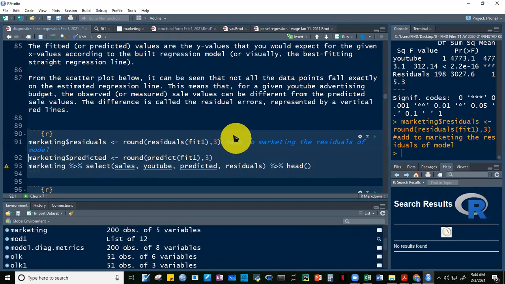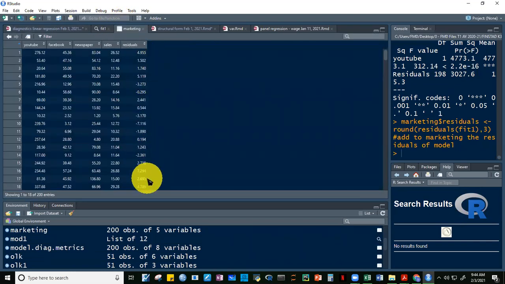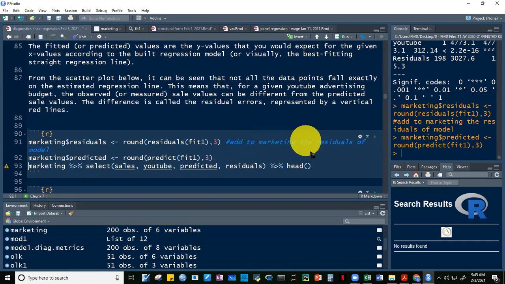Okay. Pag tingnan natin yung marketing ngayon, di ba may residuals na siya dito, no? Meron na siyang another column na residuals. And then let's also include the predicted. So si marketing din, lagyan natin ng isang object called predicted, and that's coming from fit 1. Yung function natin yan, predict fit 1. Run natin.